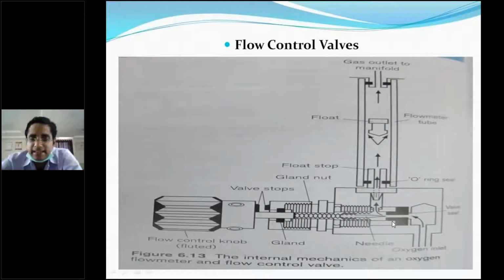And here you have a needle, and this is the oxygen inlet. This needle goes into the oxygen inlet, and this blocks it. So when you open it, this pin goes backwards and then causes release of oxygen from the oxygen inlet, and it goes to the flow meter. And this is the float. When the oxygen supply is off, this float comes down slowly, and this sits on this float stop.